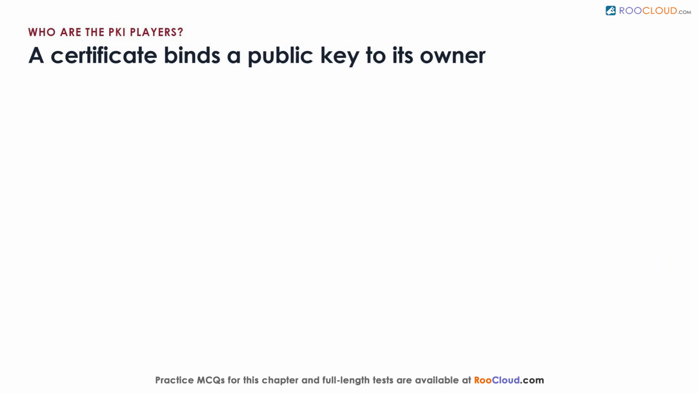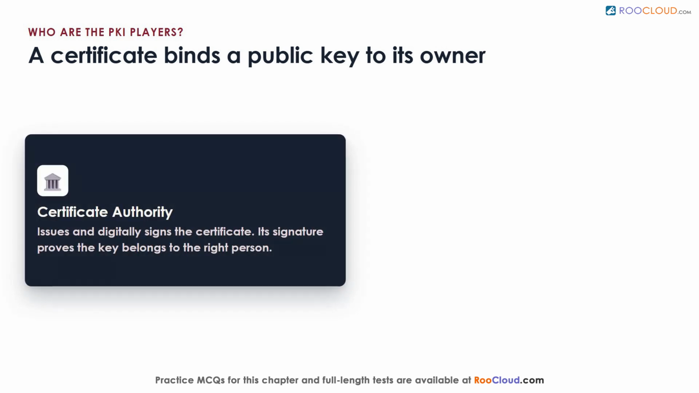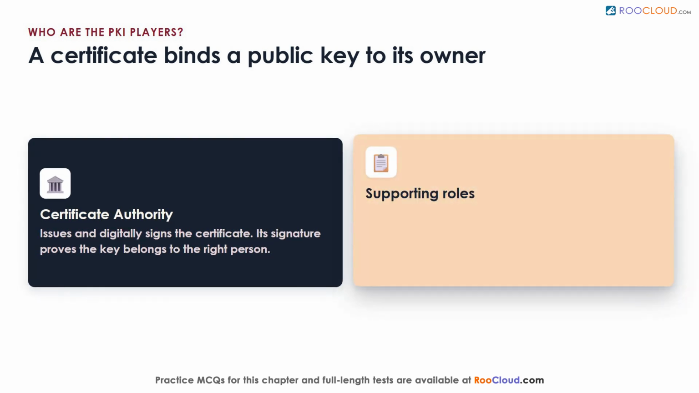What is a digital certificate and who issues it? A certificate binds a public key to its owner. A certificate authority issues and digitally signs it. That signature is what proves the key belongs to the right person. Several supporting roles surround the authority.